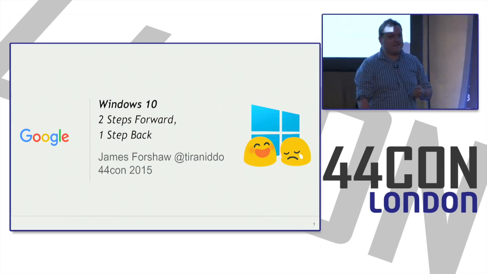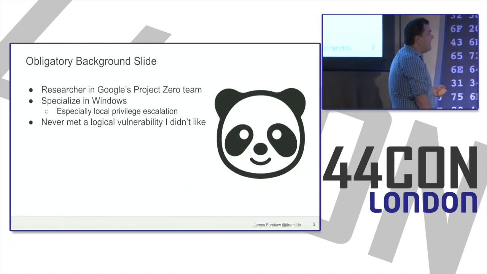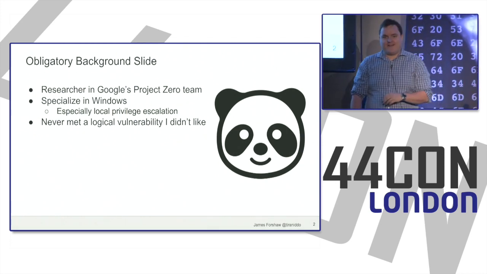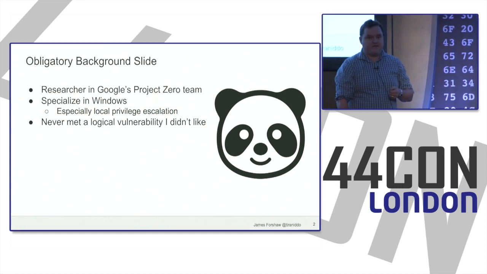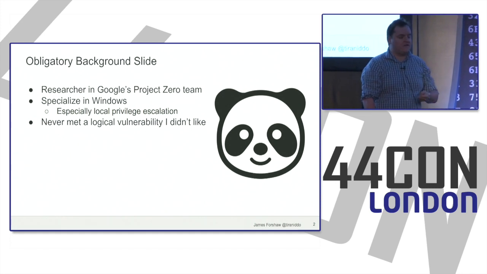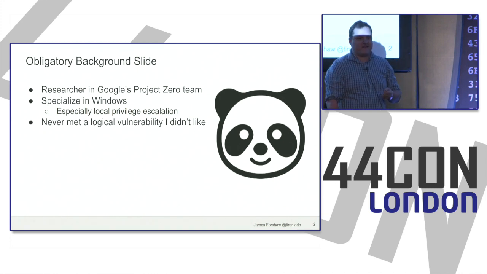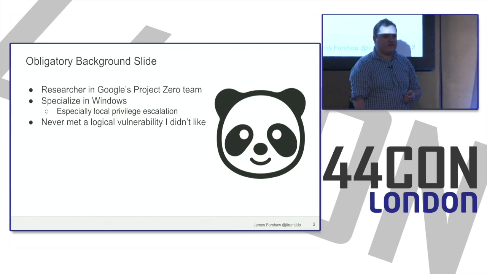I'm here, unsurprisingly, to talk about Windows 10, as the name suggests. Quick bit of background. You've got to have an obligatory background slide, of course. I work for Google on the Project Zero security research team, and I specialize mainly in Windows research, on the local privilege escalation side primarily. And I'm very much logical bug focused. I don't tend to do fuzzing unless I really have to. I always try and find interesting bugs which are sort of design flaws or logical bypasses of code.